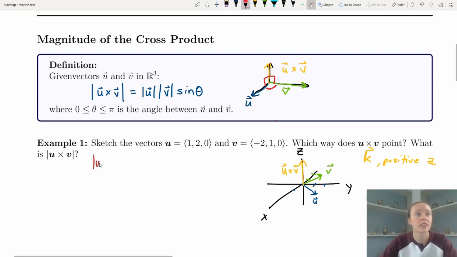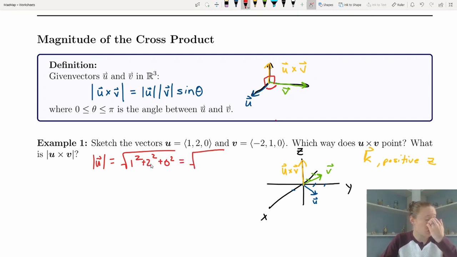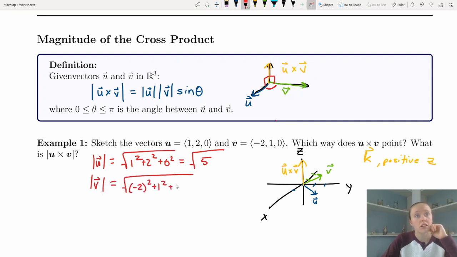So the magnitude of vector U is going to be the square root of 1 squared plus 2 squared plus 0 squared, which is the square root of 1 plus 4, so that's the square root of 5. And the magnitude of vector V is also going to be the square root of 5, because negative 2 squared is 4, 4 plus 1 squared is 5, square root of 5, again. Now we're going to calculate the dot product to help us find that angle in between.